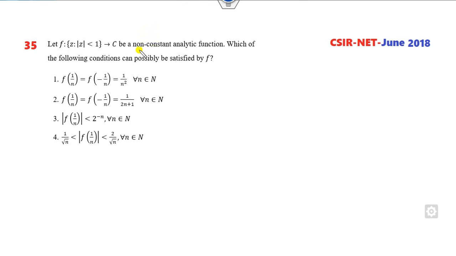Okay, f is my non-constant analytic function. So always remember, for non-constant you have to take e raised to power z. Okay, then look at the first option. Again, if I write in terms of z, it will be minus of z. By taking z as 1 by n, it is my z square. Now how do you think about that?